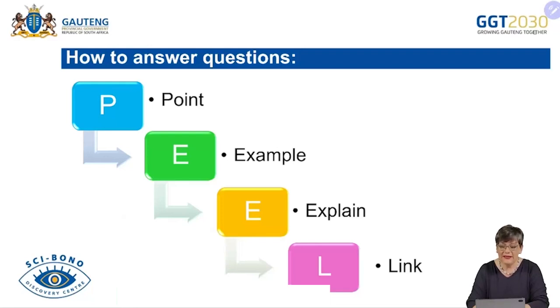P for point, E for example, and remember you get your example from the text, explain it and link it back. Tell us why the writer has decided to include this specific part of a text. Right.